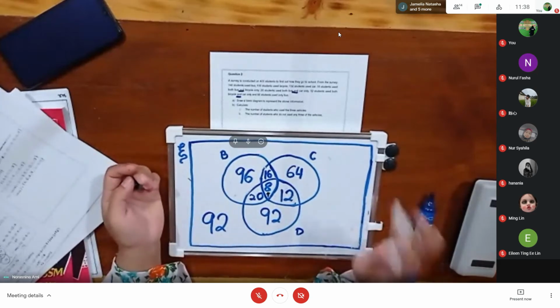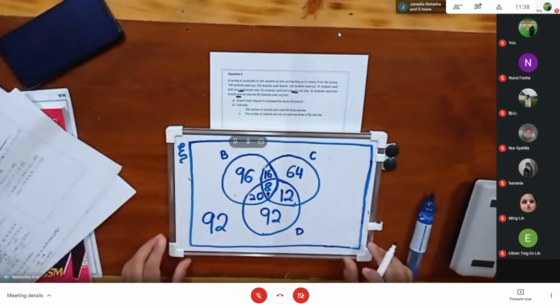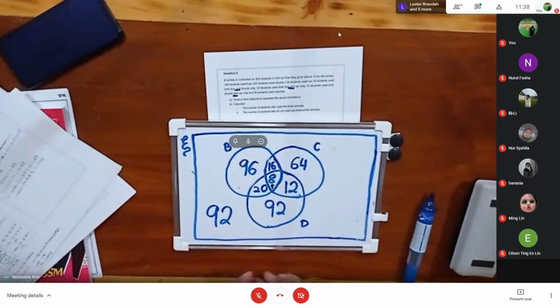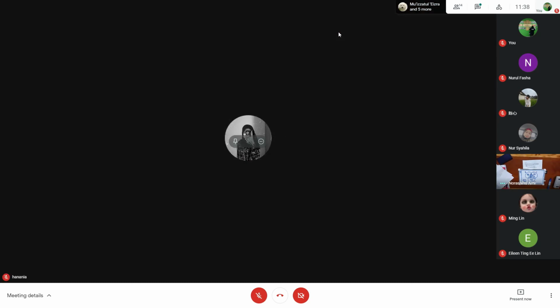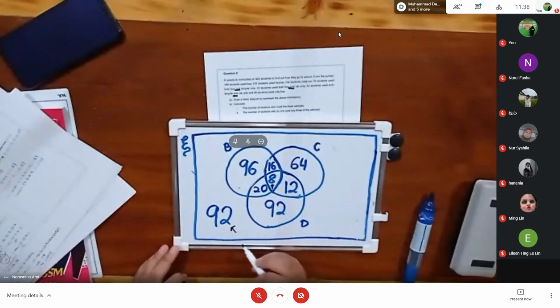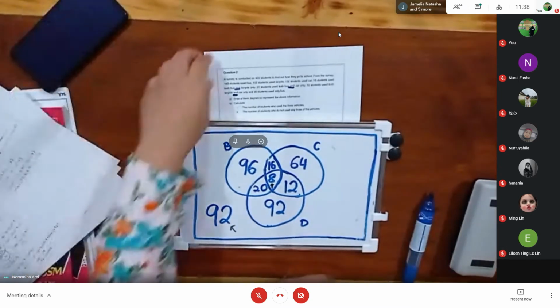And now, the number of students who do not use any of these three vehicles. Okay, which one is the answer? 92. The 92 outside here is the number of students who did not use any of these three vehicles. Okay, that is the answer.